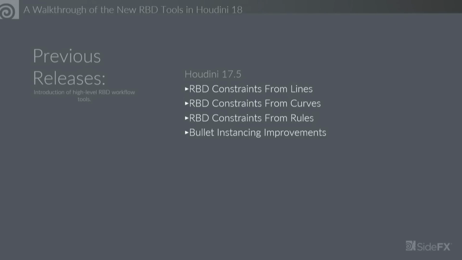In 17.5, we really focused on an essential area with regards to RBDs, constraints, and in particular, creating the constraint geometry. We added constraint tools for interactive creation of the RBD constraint primitives, all the way to more procedural methods. The now established triple input output node framework, introduced with Vellum, got a look at also, benefiting all multi-output nodes.